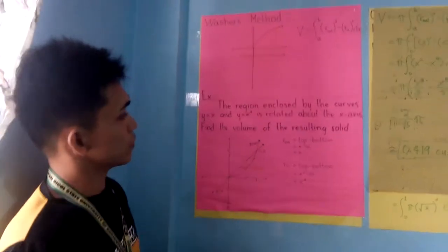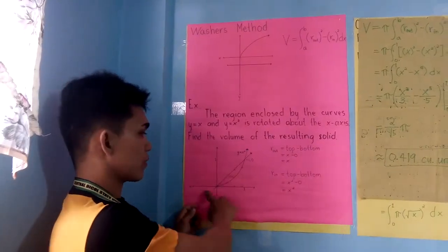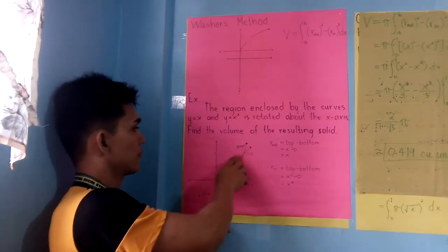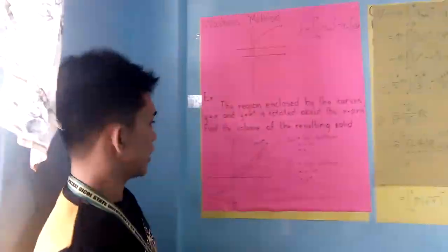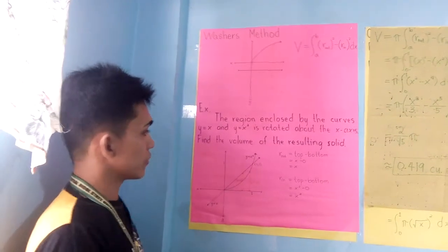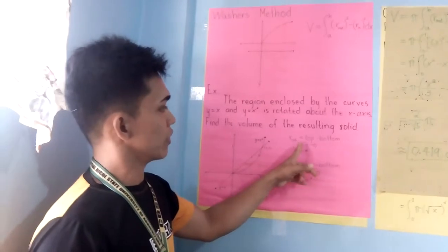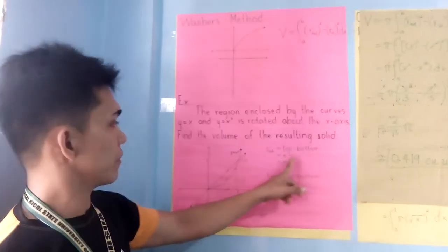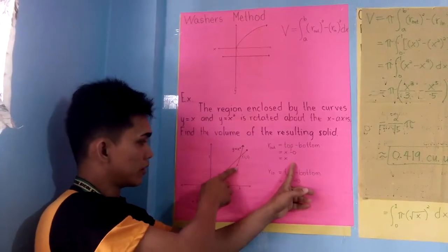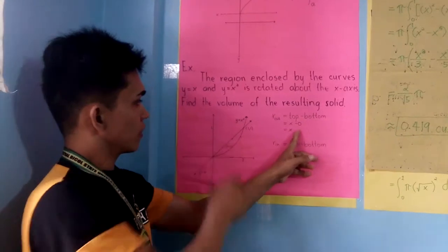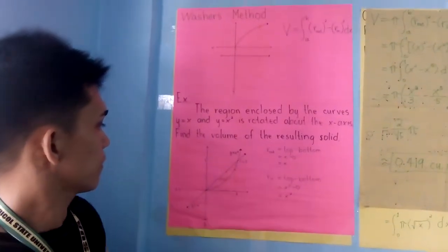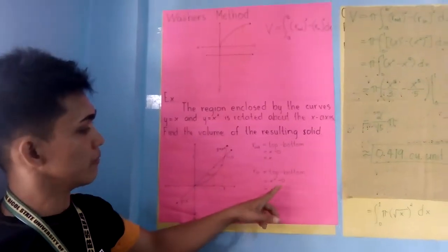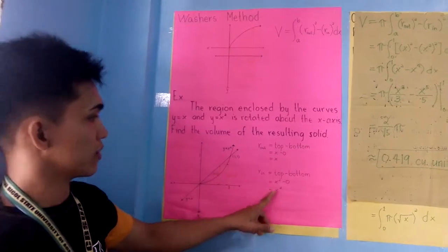Our solution: first, we will graph the function. It will look like this. This is the graph of the linear function y equals x, and this is the graph of the quadratic function y equals x squared. To find the outer radius, r outer equals top minus bottom, which is x minus 0, that is here in the graph, then equals x. The inner radius will become top minus bottom equals x squared minus 0, equals x squared.